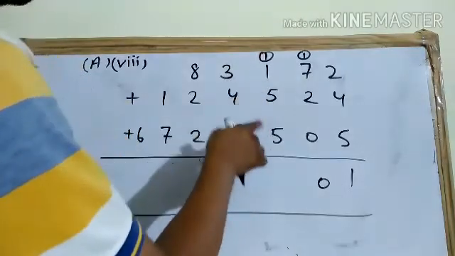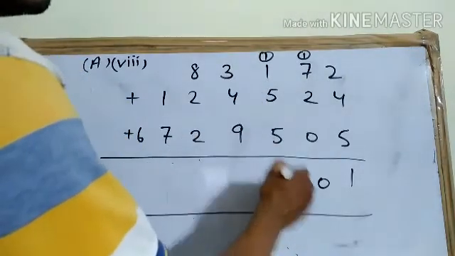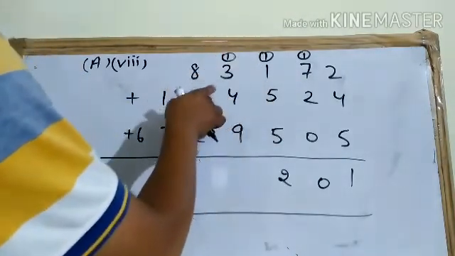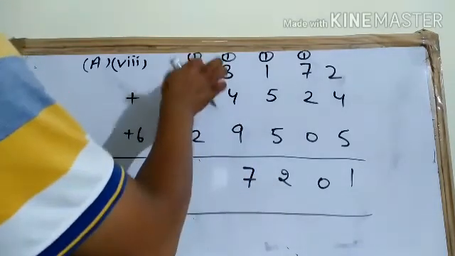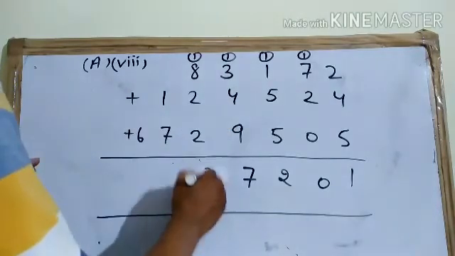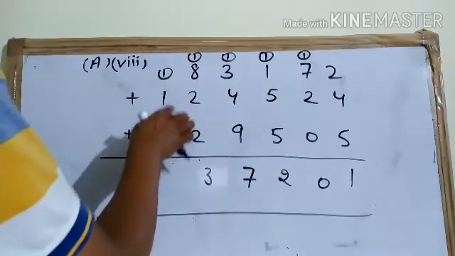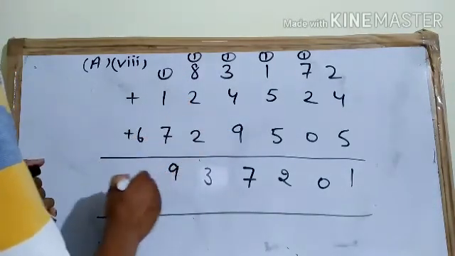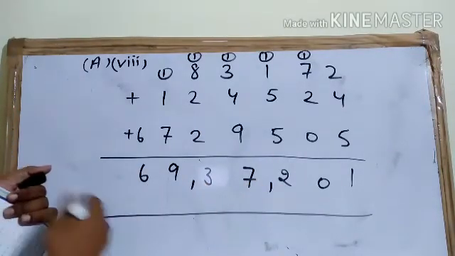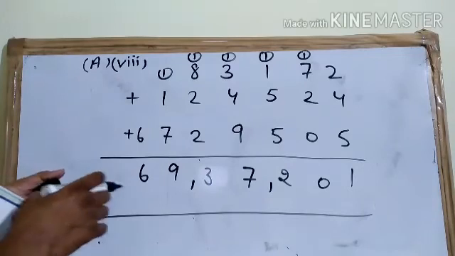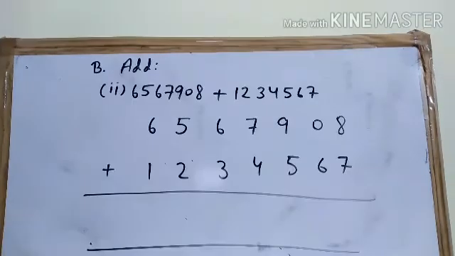1 and 1 2. 2 and 5 7 and 5 12, 1 carry again. 3 and 1 4. 4 and 4 8. 8 and 1 7, 1 carry again. 8 and 1 9. 9 and 4 13, 1 carry again. 1 and 1 2 and 7 9, and there is 6. So this is your answer. 69,37,201. Let's take B problem.